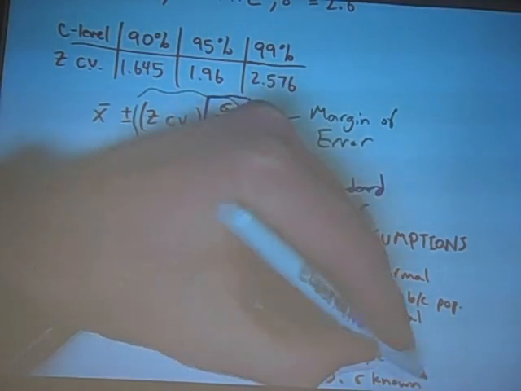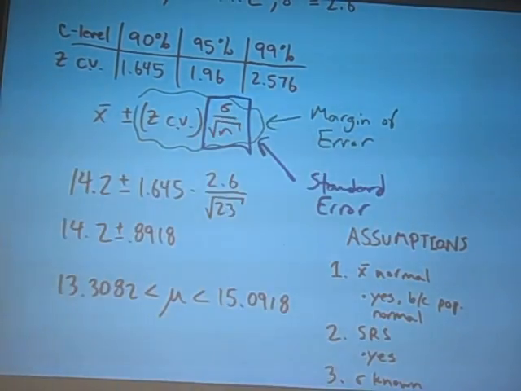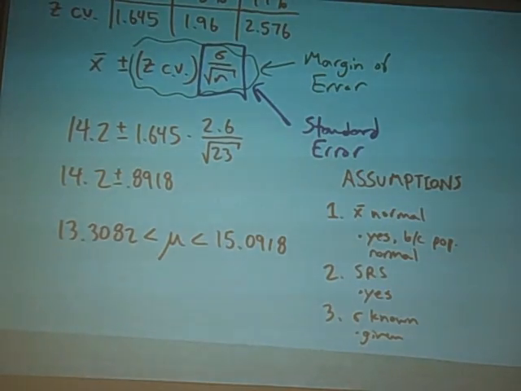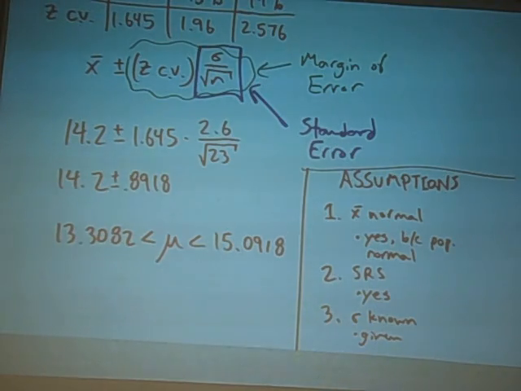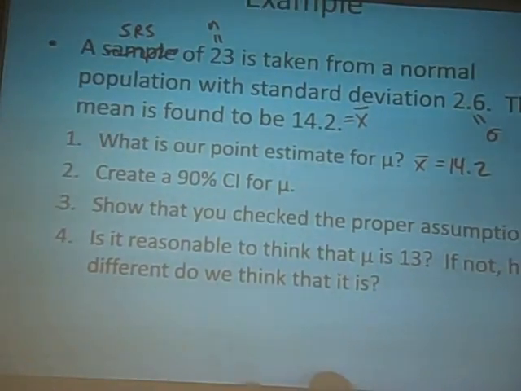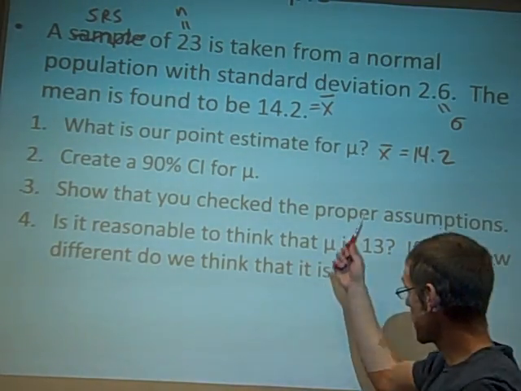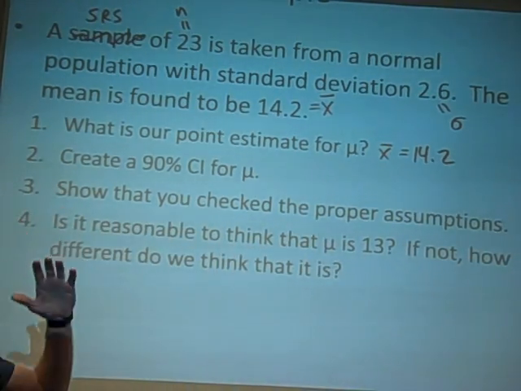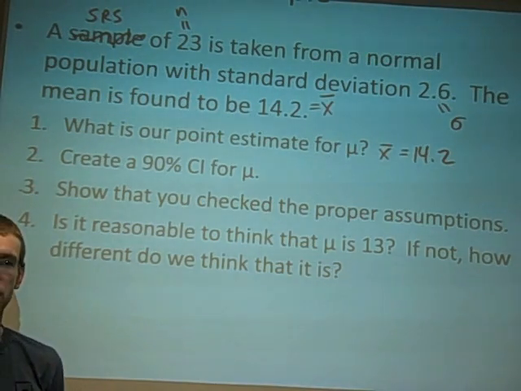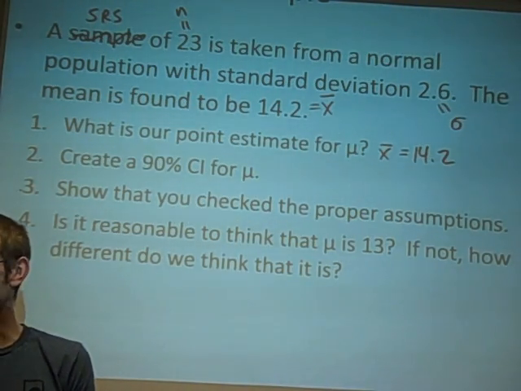Yeah, that was given, wasn't it? So sigma known, yep, that was given. Okay, so assumptions were good. Number 4. Number 4 says, is it reasonable to think that mu is 13? So what we're doing here is saying that for some reason some expert says, okay, well, we think mu is 13. Does our interval support that claim?